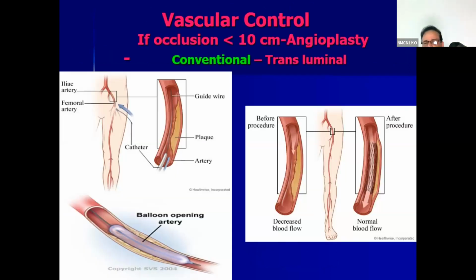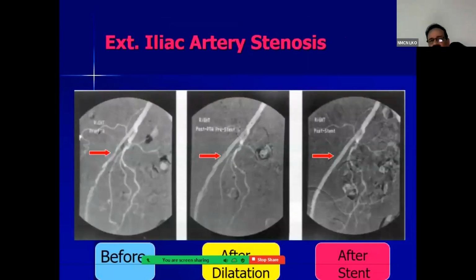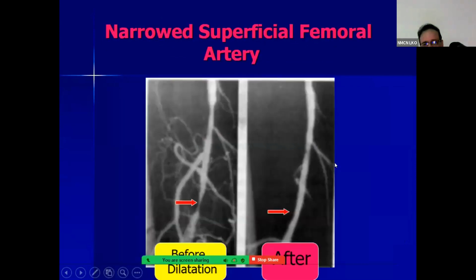This is a conventional transluminal angioplasty. The guide wire is passed through the femoral artery, and it is negotiated through the blockage, and then the balloon is inflated over it, and if need arises, then a stent is put. So just like coronary angioplasty, the peripheral vascular angioplasty is done. In this case of external iliac artery stenosis, you can see before, then after dilatation, and this is after stent. This is a narrowed superficial femoral artery before dilatation, and after dilatation.